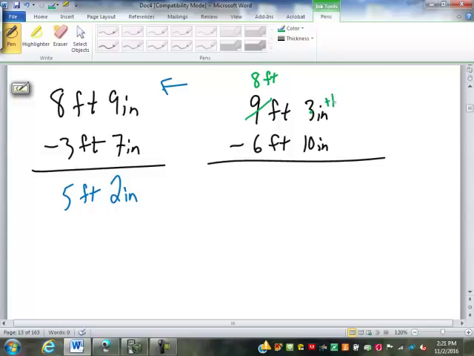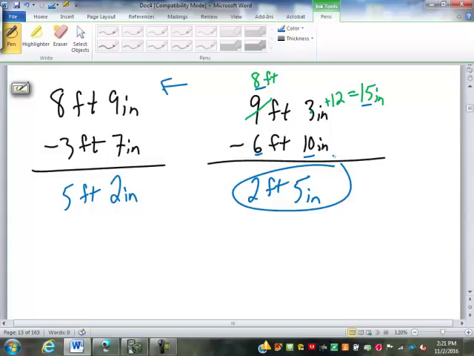We borrowed a foot, which is 12 inches. 3 plus 12 is 15 inches is what we have now. So now we can subtract. 15 minus 10 is 5 inches. 8 minus 6 is 2 feet. Any questions?